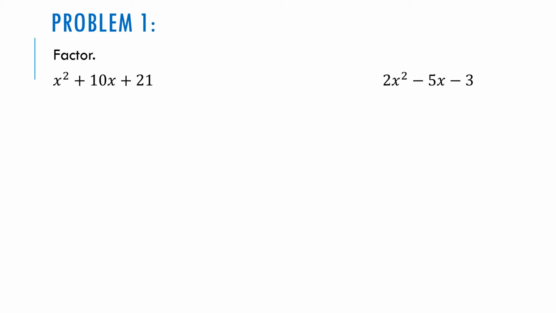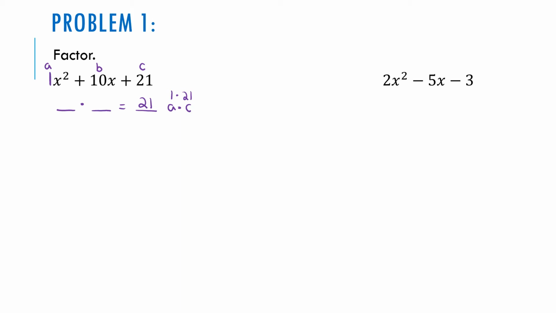So what we first want to do is, if we have no number in front of x squared, remember there's that invisible 1, that is our a. The number in front of x is our b. The number without the variable is our c. And we want to figure out two numbers that multiply to be a times c. And so our a is 1, our c is 21, so 1 times 21 is 21.